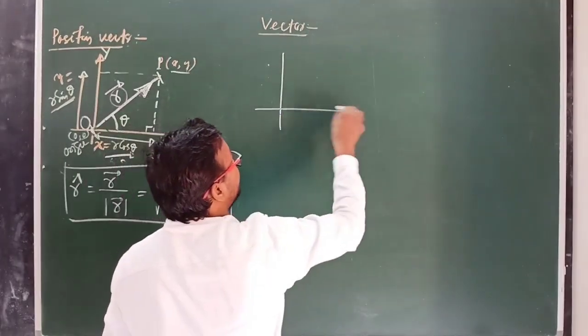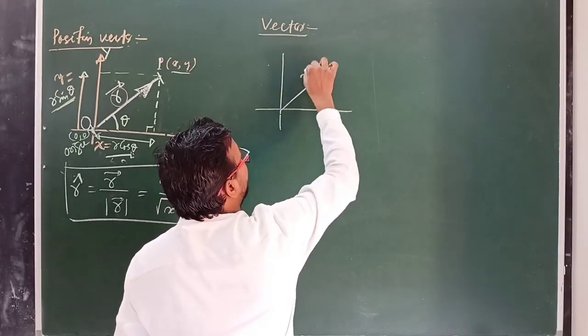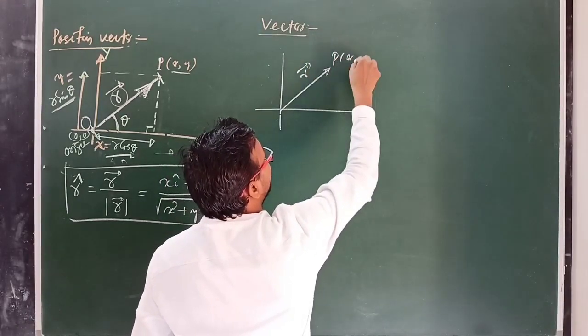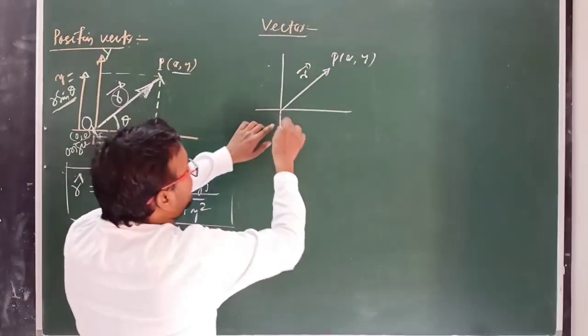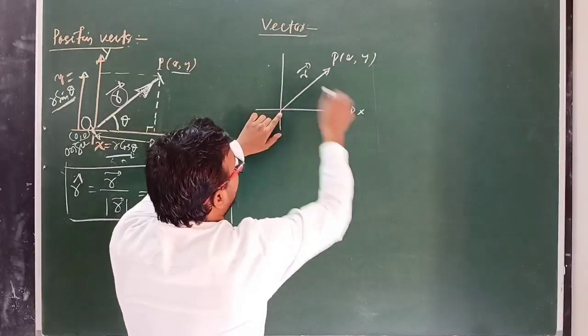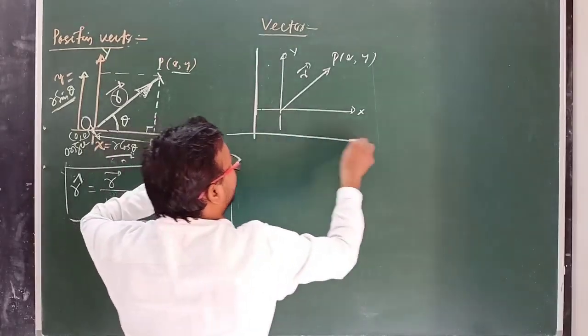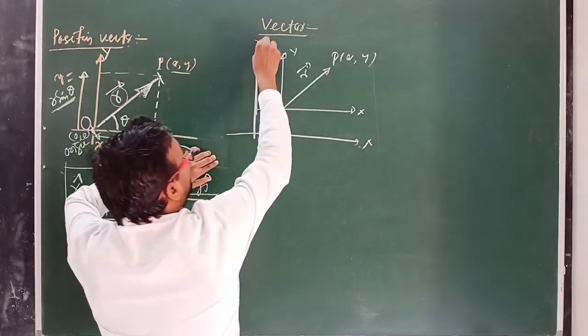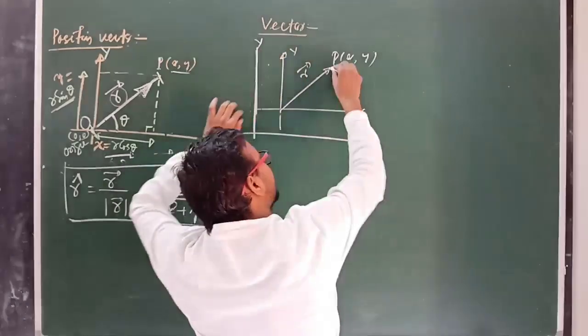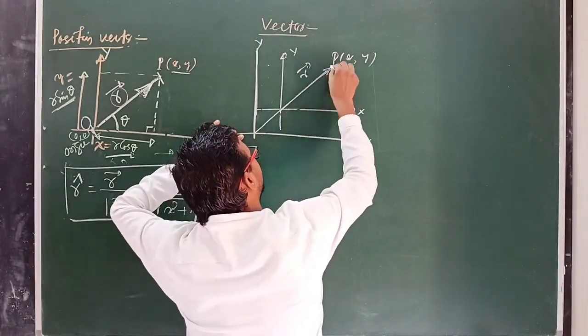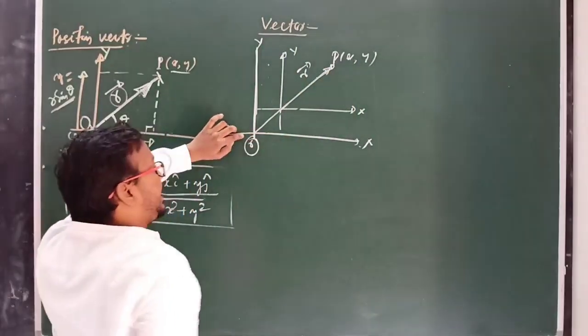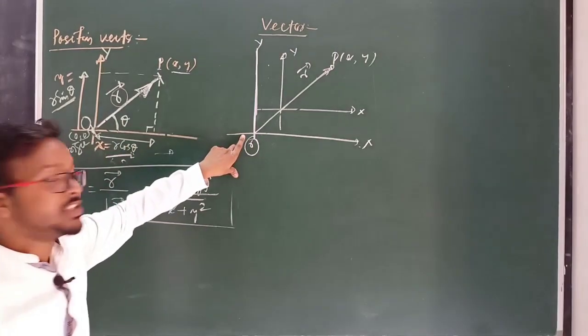Suppose this is the origin and this is the position vector r vector, this point P is x comma y. Now I am changing this origin to x and this comma y. Now the origin is here at x and y, and this particle is situated at this point. Now this is the distance, because the position vector is always measured from the chosen origin.